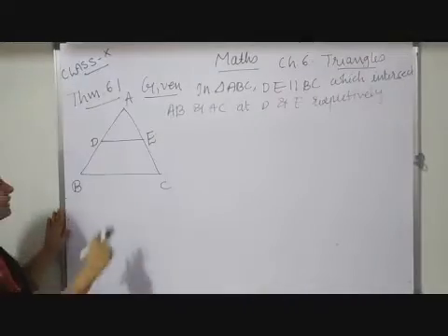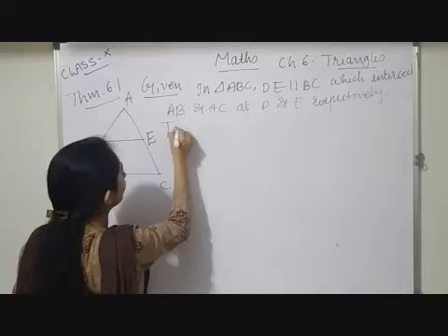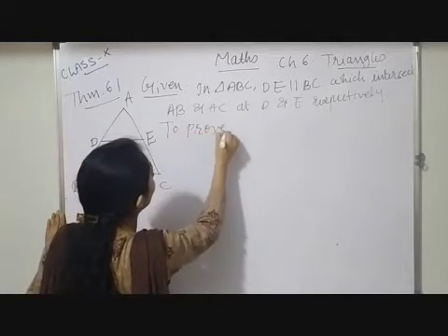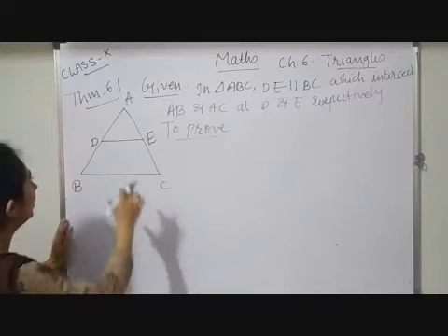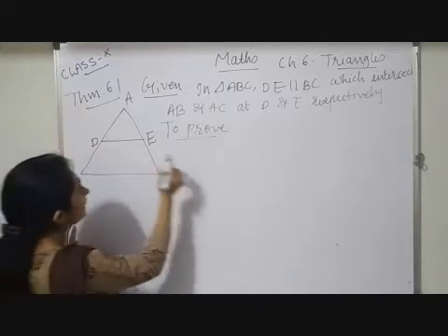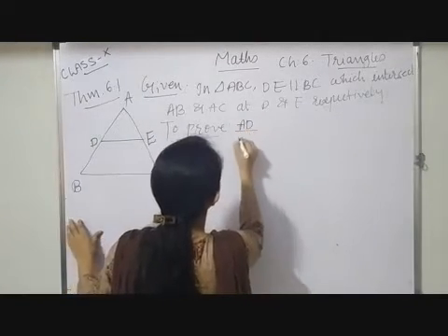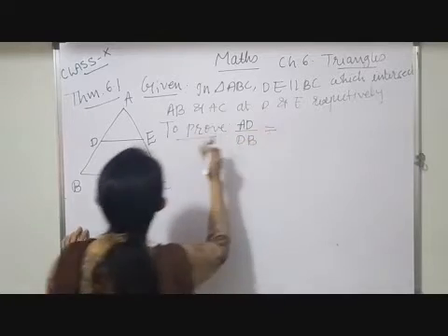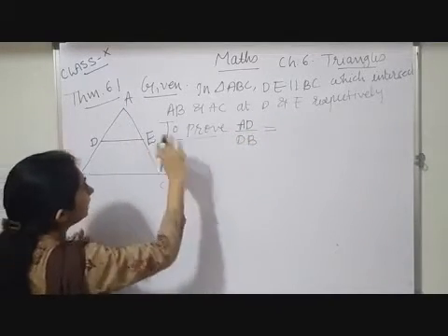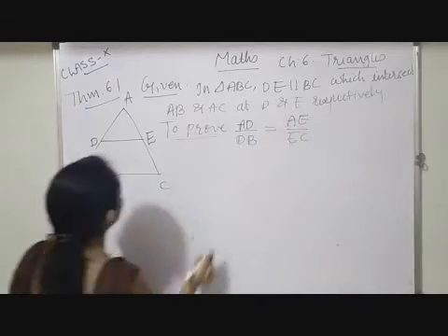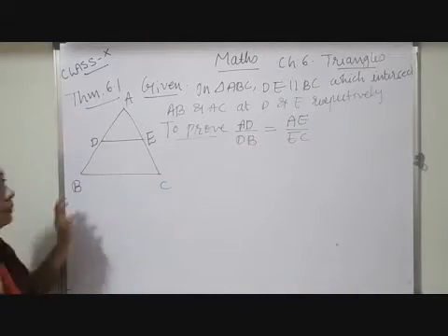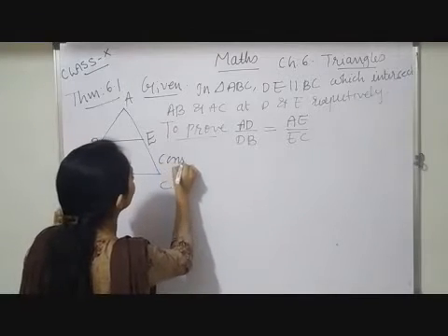Now, what do we have to prove? In the exam also you have to write in this manner. Here we have to prove the sides are in a ratio. It means AD by DB equals, here I have to prove, AE by EC. Now, to prove this, I am doing one construction.